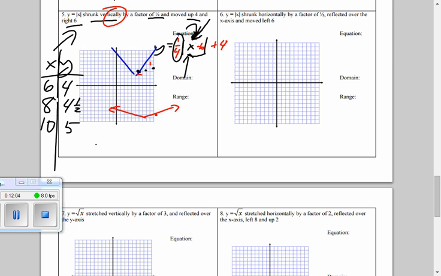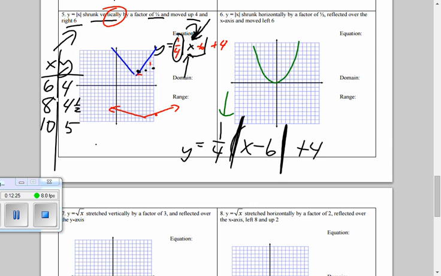When it says y equals 1/4 times the absolute value of x minus 6, plus 4, do you mean when you're sticking the numbers into the equation, or do you mean when you're actually graphing? Okay, all right. So if I had a parabola, and I was supposed to do this to it, then it would be this squared.